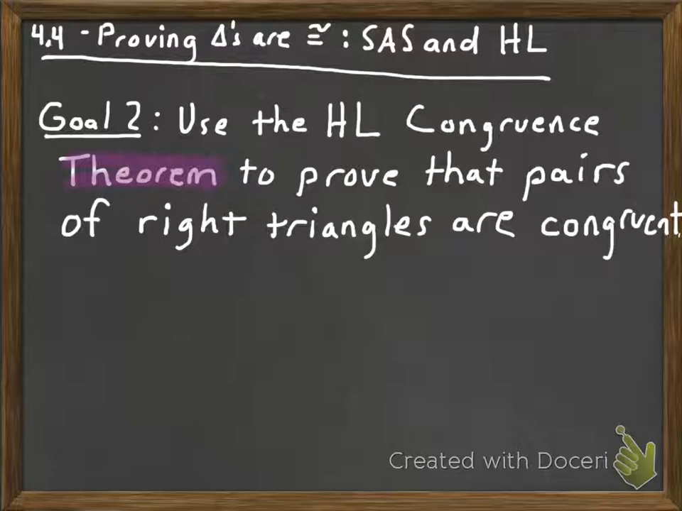And then the last thing, and probably the most important thing about HL that I need to point out, is that it's used to prove that right triangles are congruent, and it only works to prove that right triangles are congruent, and then only some of them. There are other ways to prove that right triangles are congruent as well, is what I mean to say by that. Alright, HL congruence theorem.